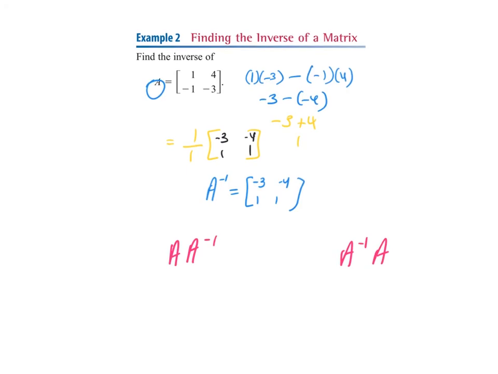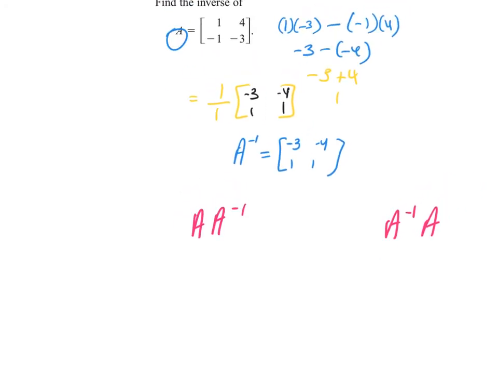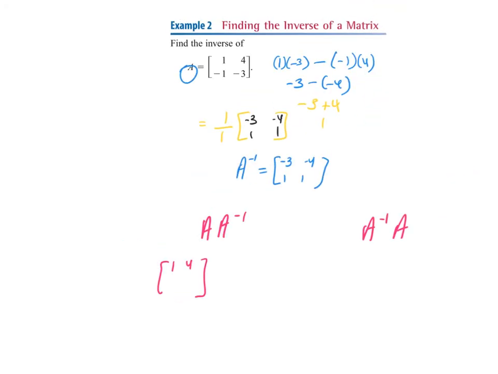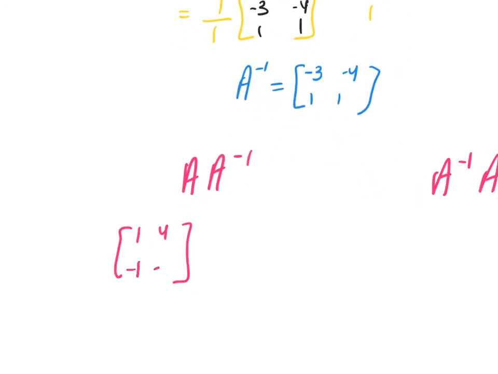Now, again, most of you will not do this. I know that. You guys say, oh, I can't do that. Whatever. There are a few people that like to check their work and know, hey, when I turn this in, I know I got this one right. So let's check. My original matrix was 1, 4, -1, -3. Yes? And my inverse was -3, -4, 1, 1. Make sure I did my signs right, please.